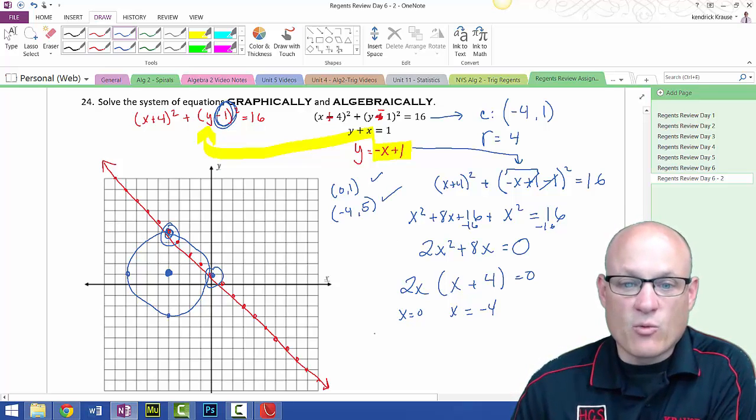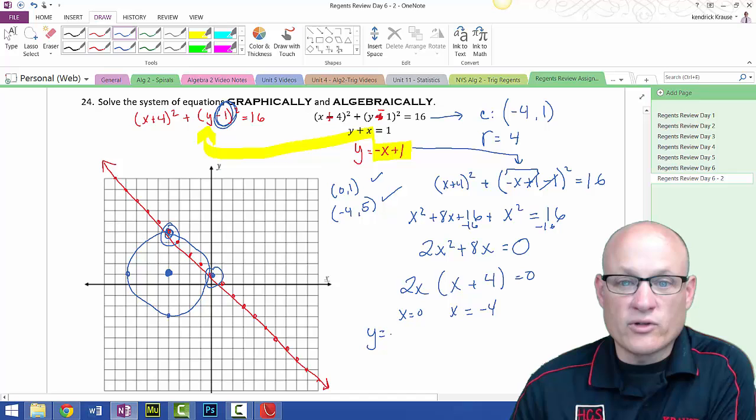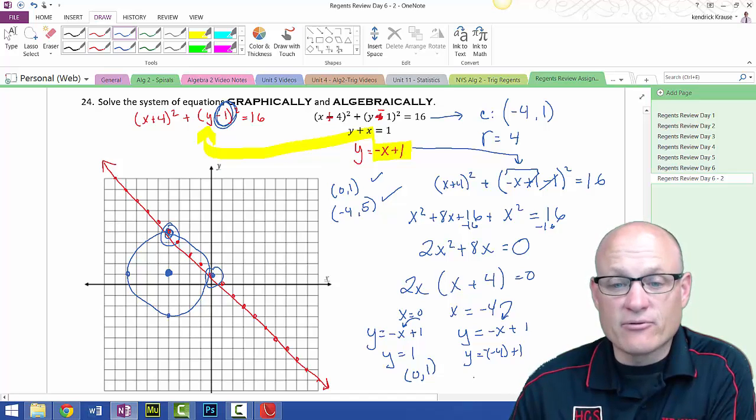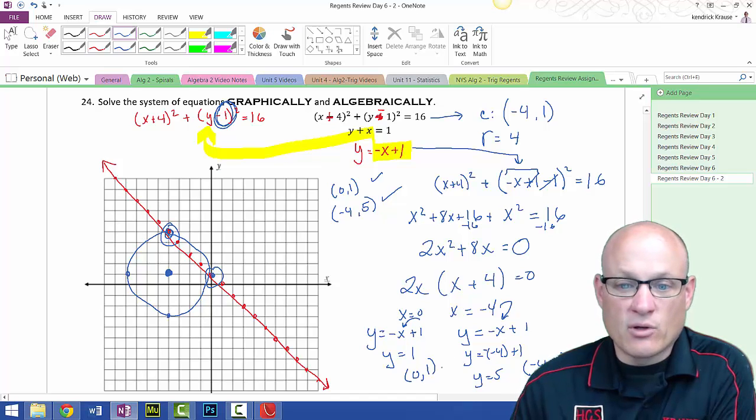I still got to find the y value, so I'll write down y equals negative x plus 1. If I plug in 0, that's just nothing. I get y equals 1. So this point is 0, 1. That matches. And then y equals negative x plus 1 here. If I type in a negative, now you got to be careful here. y equals negative negative 4 plus 1. I almost forgot the negative. Negative negative 4 is just positive, so y equals 5. And that point is negative 4, 5. And that matches as well as the other one.